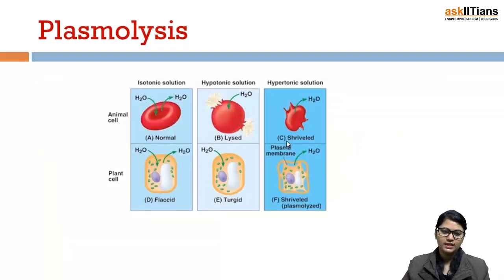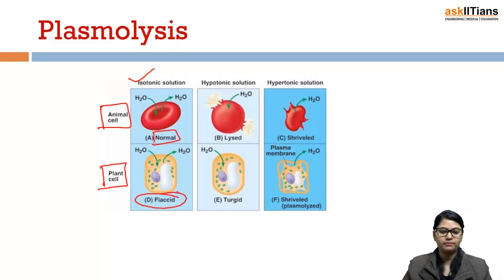Plasmolysis, you can see in this diagram, I have shown you animal cell as well as plant cell. In an animal cell, if isotonic solution is there, the cell will be normal, but in case of the plant cell, it will be called a flaccid cell. In hypotonic solution, the animal cell will be called lysed, the plant cell will be called turgid. In hypertonic solution, the animal cell will be called shriveled, and the plant cell will be called a plasmolysed cell.